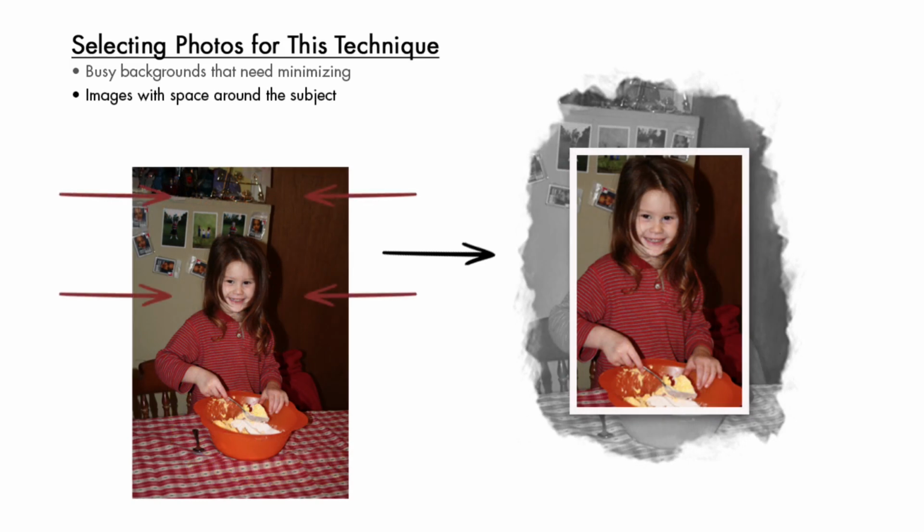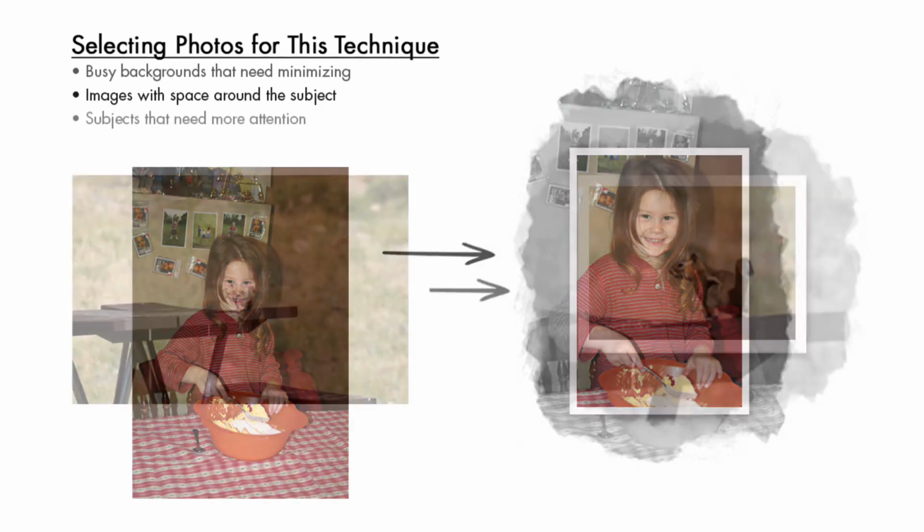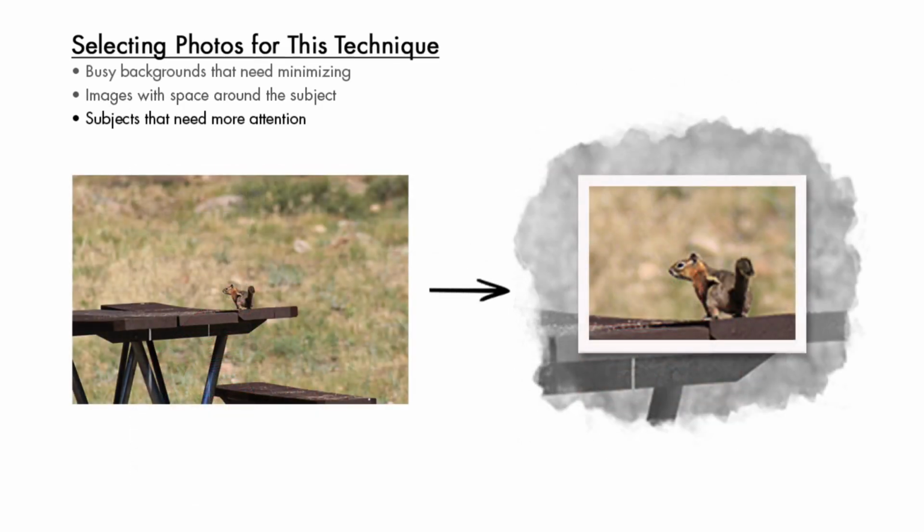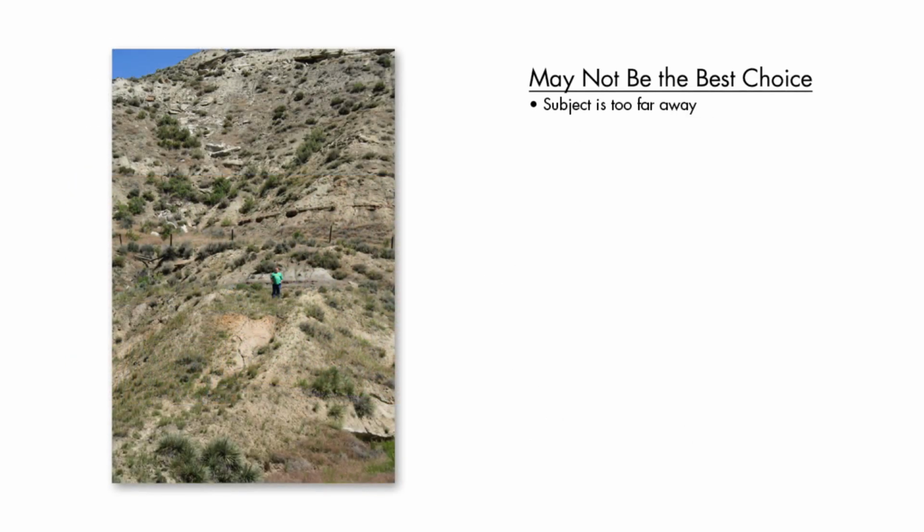Not only is the background drawing attention away from the subject here in this photo, but there is sufficient space around the subject to make this picture a good choice for this technique as well. Truly, any photo where the subject needs more attention, like the squirrel in this photo, would be a good selection. However, other photos might not work so well for this technique.